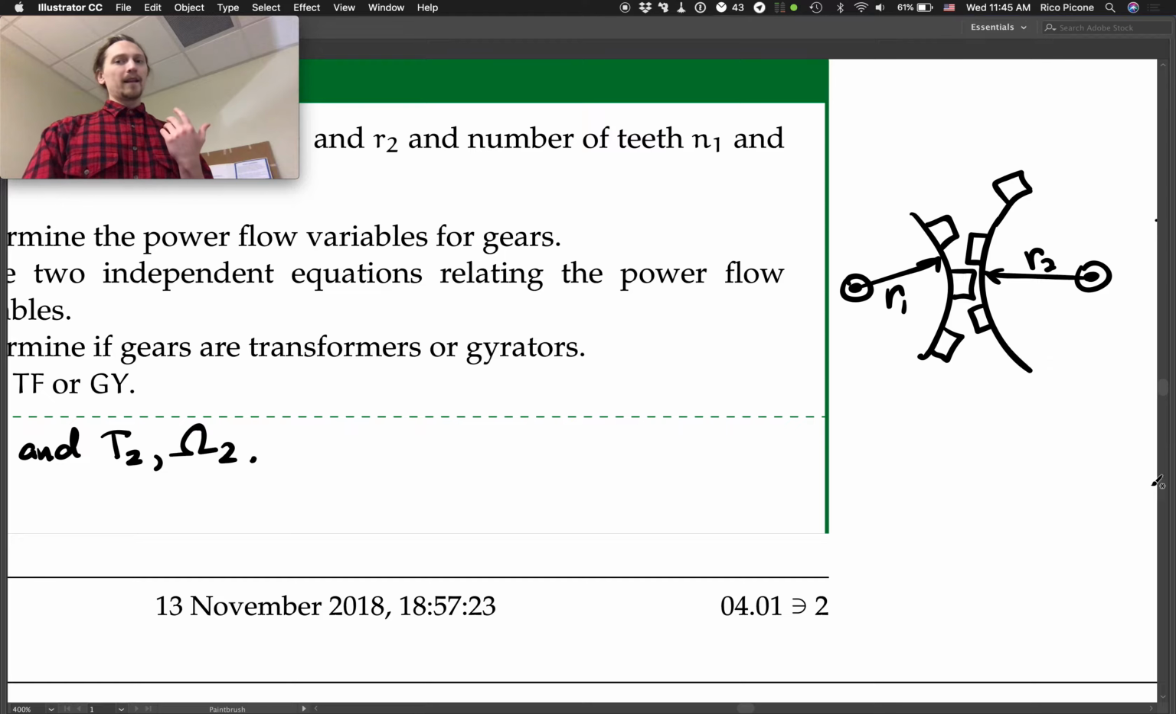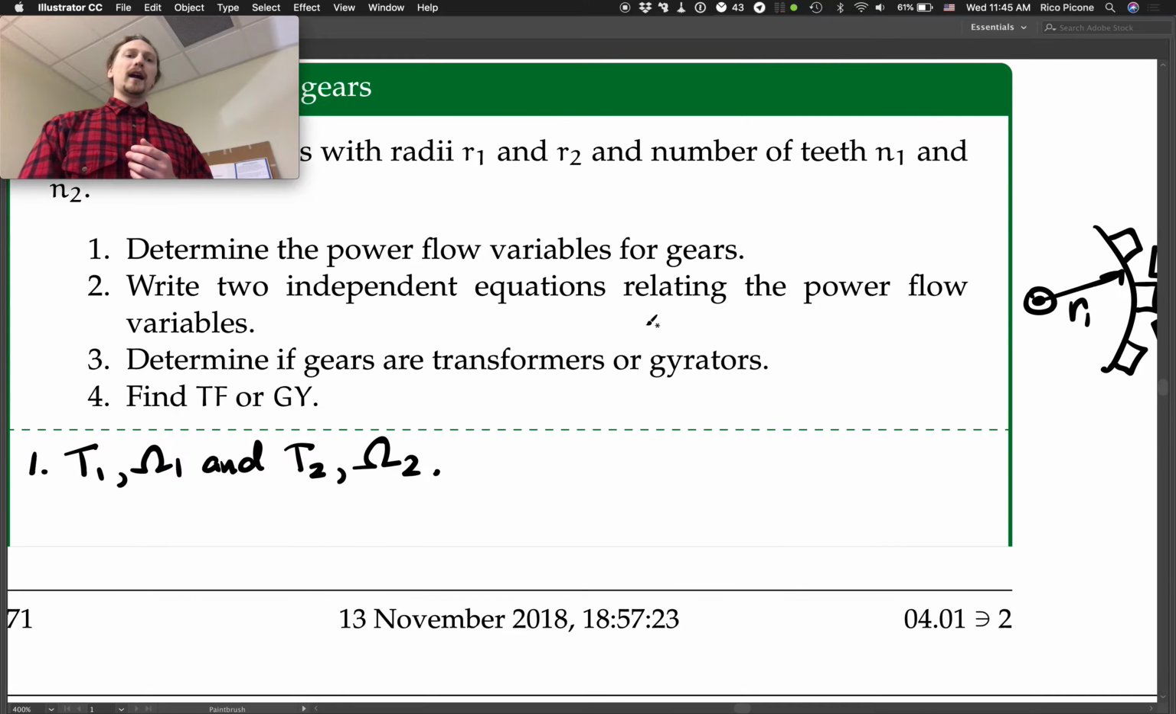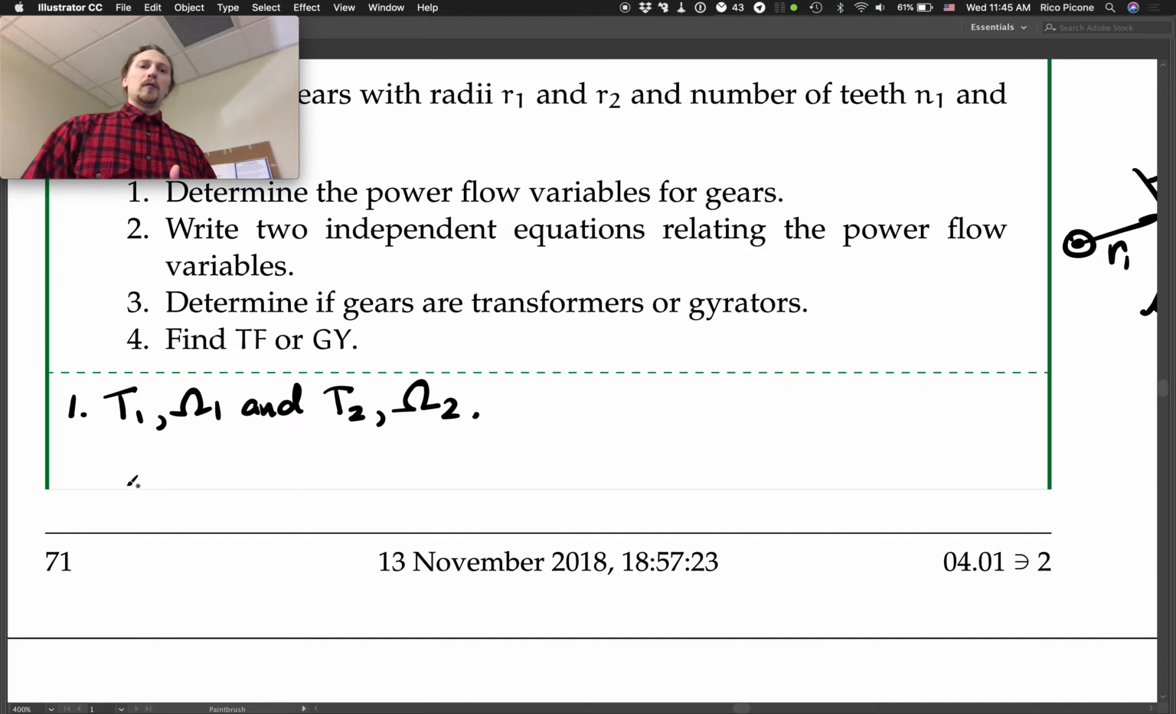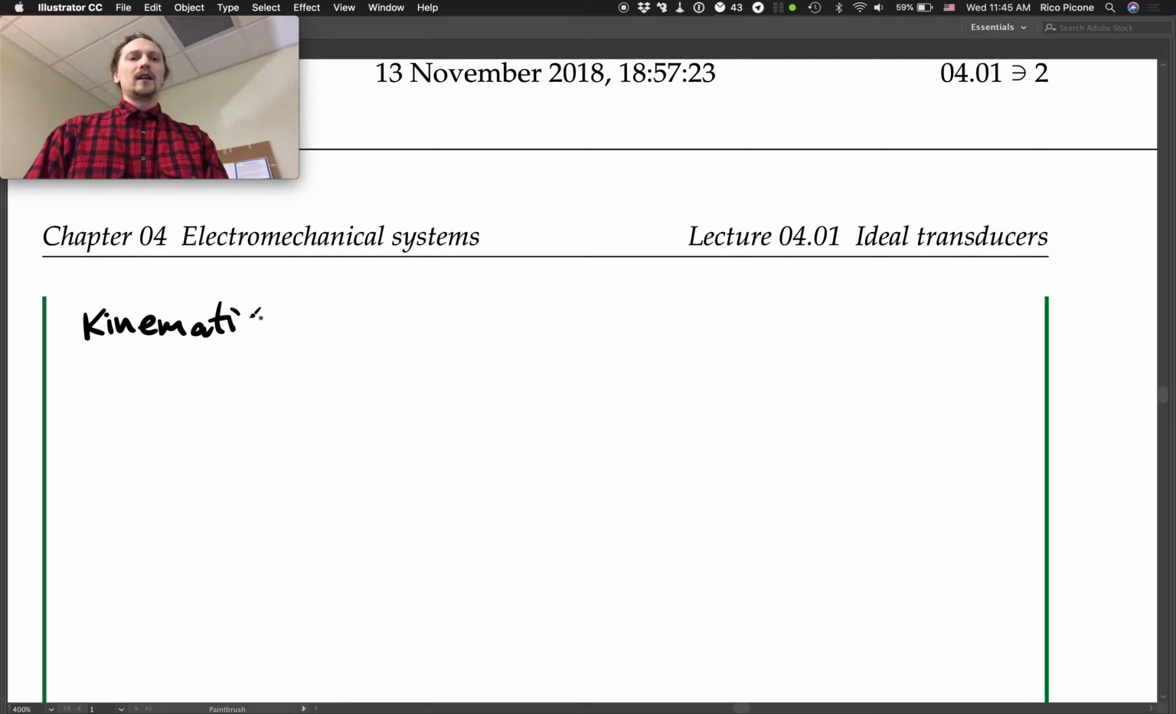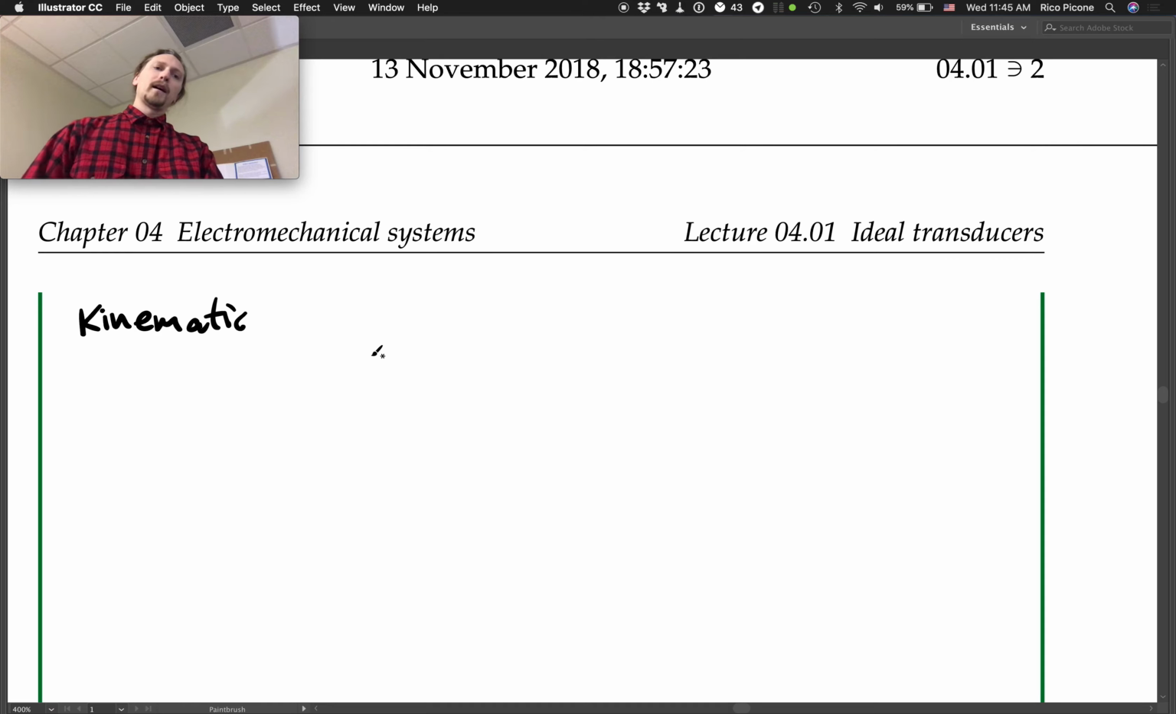So if we've got this trade-off happening, when we look at these two independent equations relating power flow variables, this interaction will become rather interesting. So let's take two different perspectives. Actually, I'm going to go to the next page to get a little bit more space. I'm going to first do a kinematic analysis to relate the angular velocities.